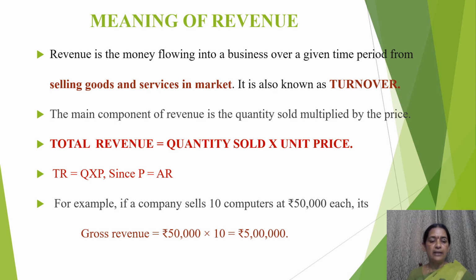The formula for calculating total revenue is equal to quantity sold into unit price, or TR equals Q into P, since P is equal to average revenue. For example, if a company sells 10 computers at rupees 50,000 each, its gross revenue is equal to 50,000 into 10, which is equal to 5 lakh rupees.